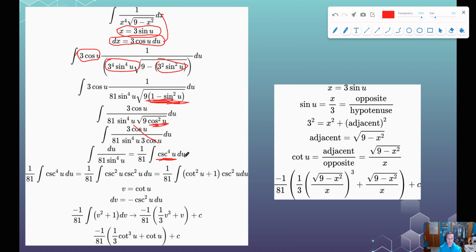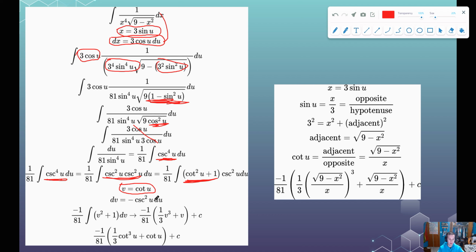So what makes this problem interesting, right, is we just did trig sub, okay? But now we actually have to do another substitution with v as the cotangent of u. So what we ended up doing is we took cosecant to the 4th, we split it up into cosecant squareds, and it turns out that cosecant squared is equal to cotangent squared plus 1. So that's just a trigonometric identity. If you have doubts on whether or not that's true, you go ahead and look it up.